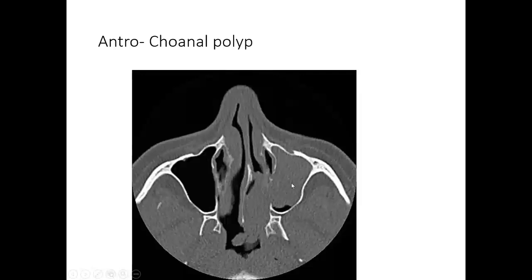Antrum is maxillary sinus, choana is nasopharynx, but as it grows and enlarges posteriorly, it can hang down into the oropharynx. Symptoms would be that of nasal obstruction and change in voice due to the nasal passage being blocked. Treatment is surgery.